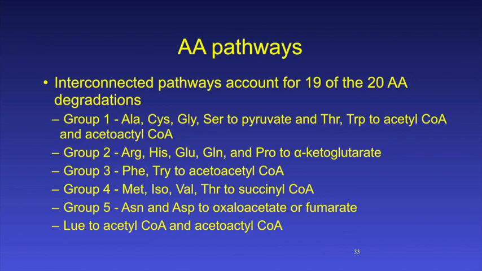Now, our book liked to group the amino acid degradation into, I think they actually did 4 groups. I actually identified 5. And then we've got a lone leucine who does his own little thing. All right, and so we can identify 19 of the 20 amino acids in some sort of pathway that are grouped together, 1, 2, 3, 4, 5, plus leucine.